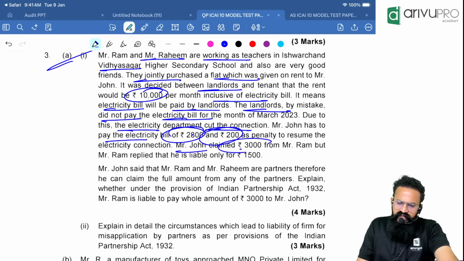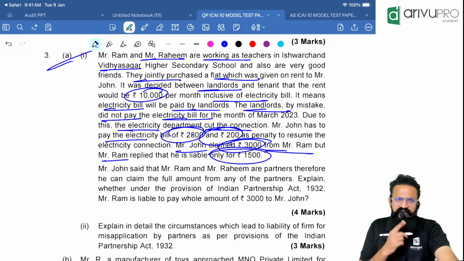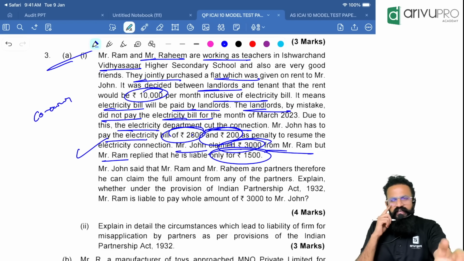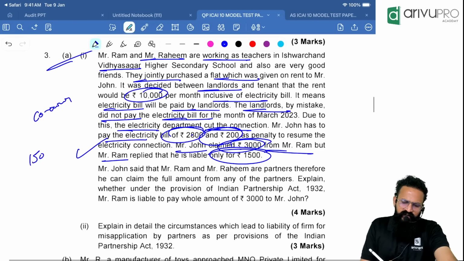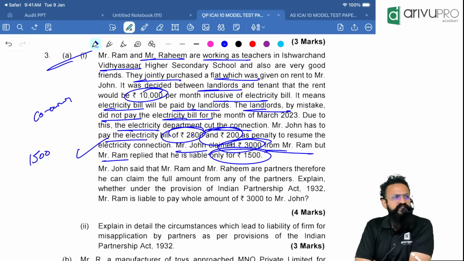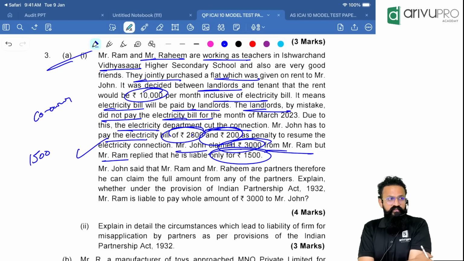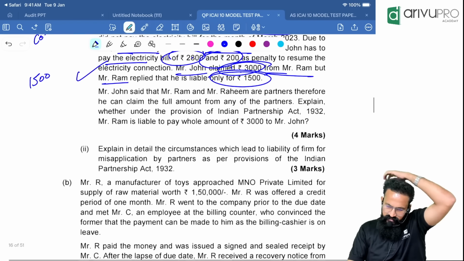Mr. John claimed 3,000 from Mr. Ram, but Mr. Ram replied that he is only liable for 1,500. Is it right? Answer is yes, because they are co-owners. They are not partners. Because what? They are only renting out a property. There is no business between them. They are not acting as agents, no separate bank accounts and all. So yes, people, Ram will be liable only for 1,500. The rest of the 1,500 you have to collect from Rahim. But if it is a partnership firm, yes, you could have collected from one partner, correct? But because it is not a partnership firm, no, this will not succeed.